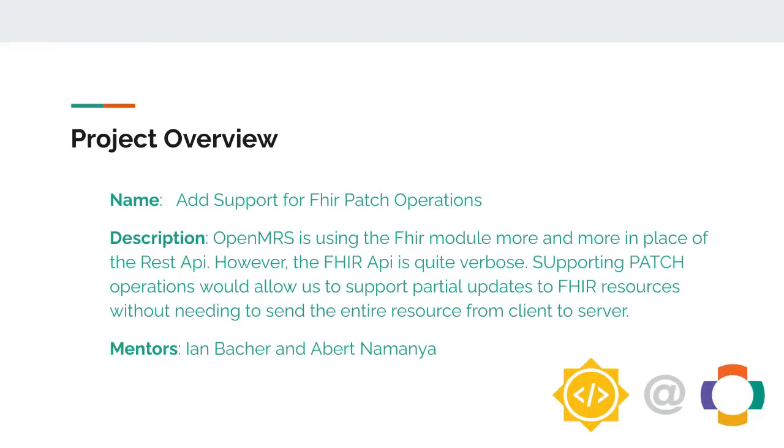I'm working on a project called Adding Support for FHIR Patch Operations. OpenMRS is using the FHIR module more and more in place of the REST web services. However, the FHIR API is quite verbose, which makes supporting FHIR patch operations more sensible at this particular time, since we would love to support partial updates to the FHIR resources without needing to send the entire resource from the client to the server. My mentors are Ian and Albert.